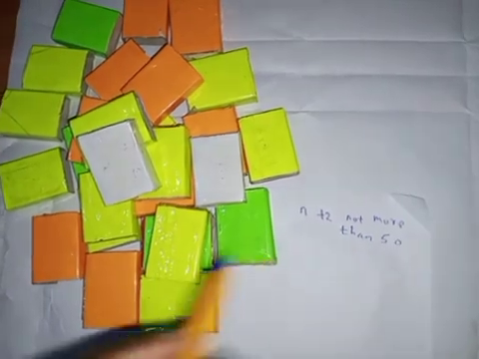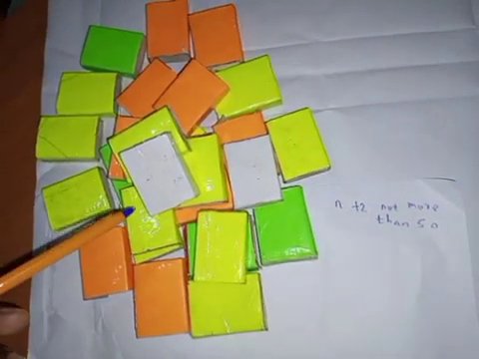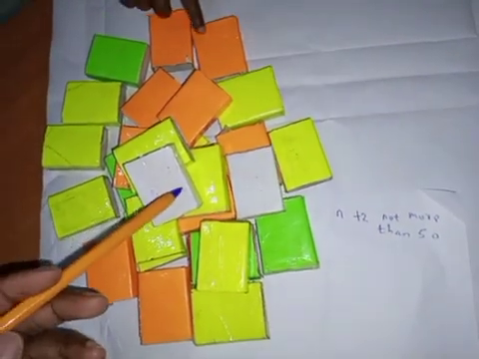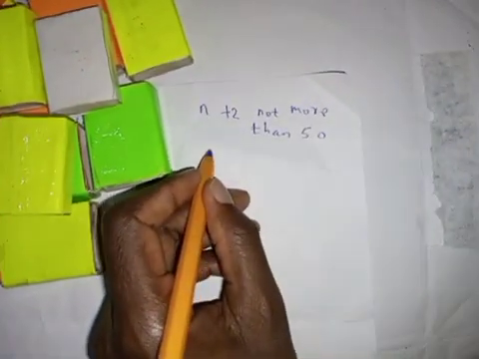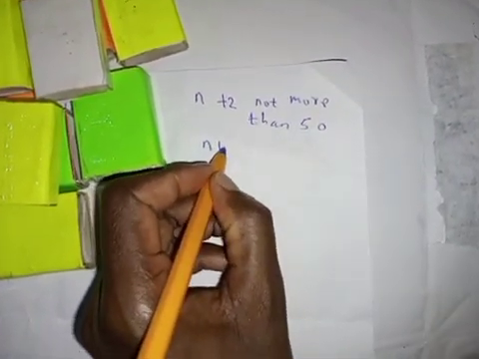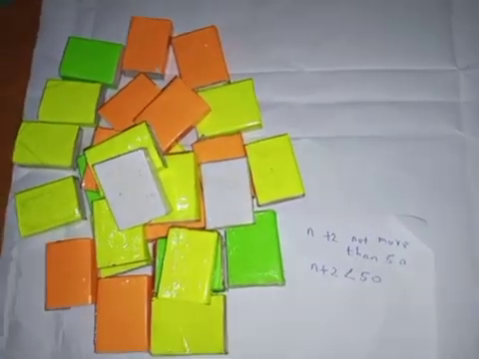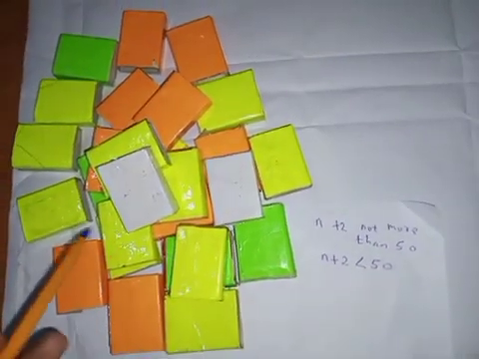50. So this learner, let's call him John, realized that in total the number of cuboids he was using were not more than 50, and the white ones are 2. So we can represent this information using mathematics, whereby we write that n plus 2 is less than or equal to 50, meaning that the total number of cuboids cumulatively is not more than 50. It could be 50 or less, as you can see here.